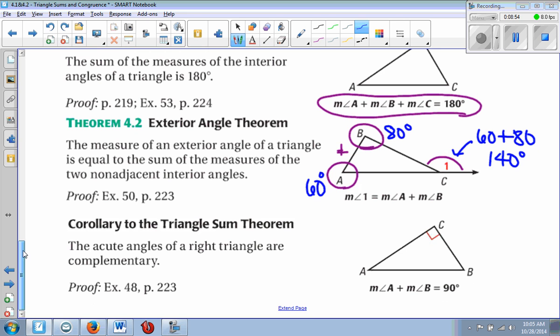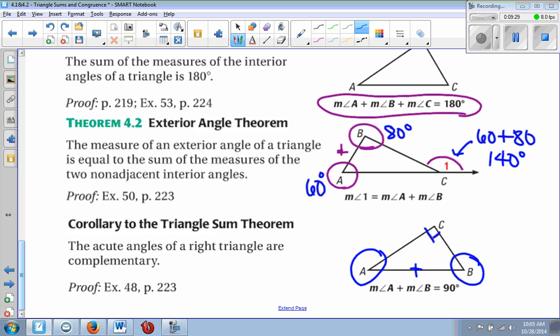The last thing on the bottom down here is an extension to the triangle sum theorem. That theorem says if you know that the triangle is a right triangle, angle C would be a 90-degree angle. Since all of the angles in a triangle add to 180, what that tells you is angles A and B have to add to 90 degrees because angle C has already used up 90 of the 180 total. So that's what this theorem tells you. If you have a right triangle, the two small angles have to be 90 together.